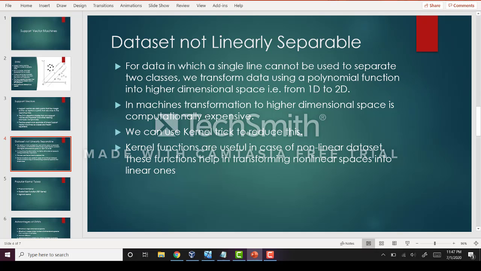In machines, this transformation to higher dimensional space is computationally expensive. So that's where the kernel trick, or kernel function, comes into play. It reduces the computational cost. Kernel functions are useful in the case of non-linear data sets. These functions help in transforming non-linear spaces into linear ones.